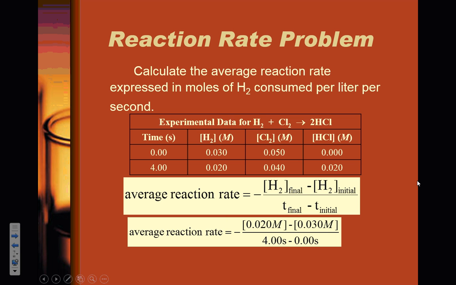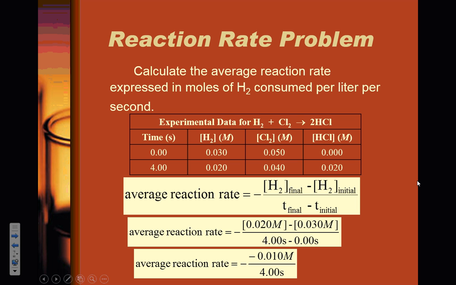So if I plug in the numbers from up above, notice 0.02 minus 0.03 is going to give us a negative value. That's why we multiply by the -1 in front. And then on the bottom, we're going to have 4 minus 0, which is just going to be 4. So when we plug the numbers into our calculator, we end up getting a positive 0.0025 molarity per second. And yes, we could also write it as moles per liter seconds. That would be the same thing, but it's just easy to write it as molarity per second. So this would be the average rate, and notice it is a positive value.